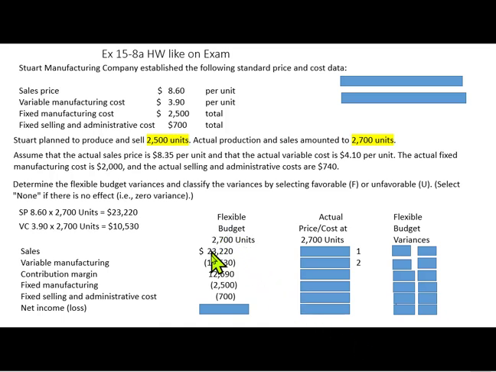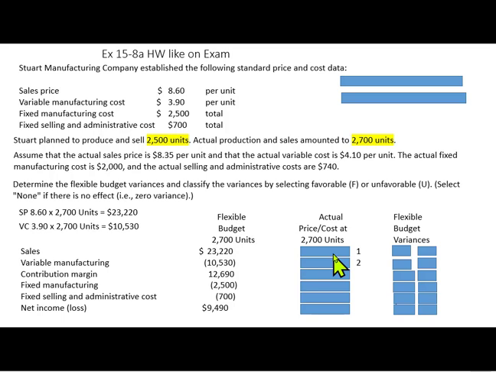Fixed selling and administrative will be $700. And when you combine all these pieces together, you'll get a net income under this flexible budget based on 2,700 units of $9,490. So it's real key to understand that you're going to use the 2,700 units to make this budget up.